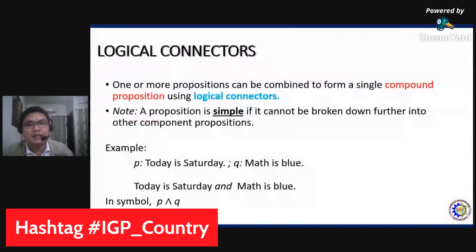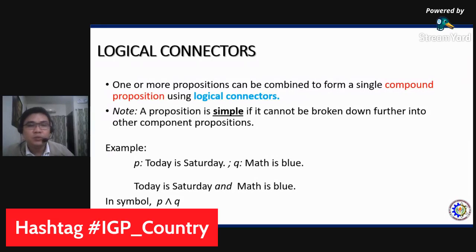Now, just like in English, there is what we call a compound sentence, which is a kind of sentence that joins two or more sentences or independent clauses that have related ideas of equal importance, joined by a coordinating conjunction. Similarly, in logic, we also have compound propositions. These are propositions that are combined to form a single one, using what we call logical connectors.